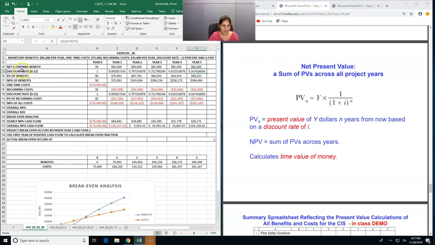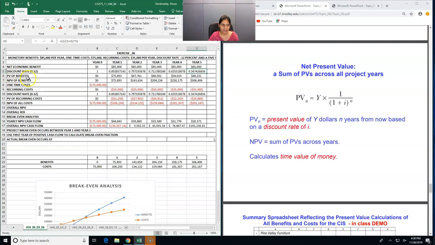So this is how we have calculated this discount rate row. We have incorporated the formula 1 by (1 plus i) whole power n, where i is the discount rate and n is the number of the year for which we are calculating the discount rate. For year 1 the value of n will be 1, for year 2 it will be 2, for year 3 it will be 3, for year 4 it will be 4, and finally for year 5 it will be 5. So this is how we have calculated the discount rate.